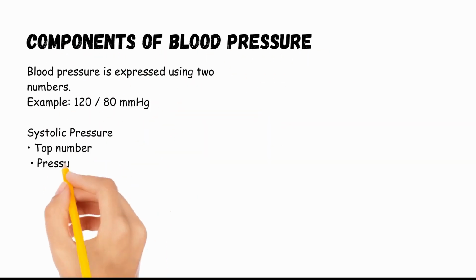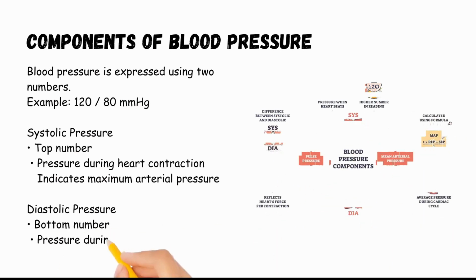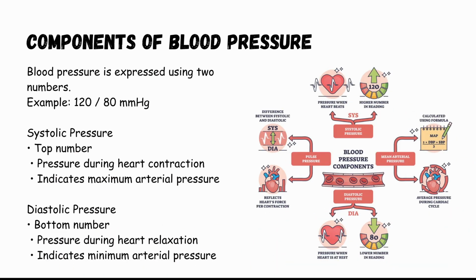Blood pressure is recorded as two numbers. For example, a typical reading might be 120 over 80 millimeters of mercury. The first number is called systolic pressure. This represents the pressure inside the arteries when the heart contracts and pumps blood out into the circulation. It is the highest pressure in the arteries.